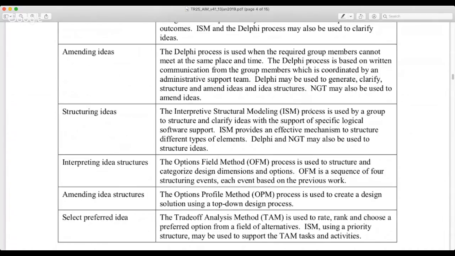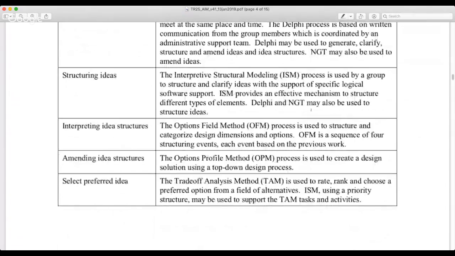Interpreting idea structures, the options field method process is used to structure and categorize design dimensions. And the options field method is a sequence of 4 structuring events, each event based on the previous work. So this is kind of a method that people work through as they build structures and start to actually create design solution dimensions. And then amending idea structure, of course, is your options profile method. The process is used to create a design solution using a top-down design process, in 1 or more steps.